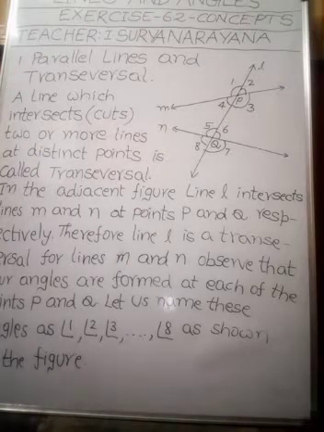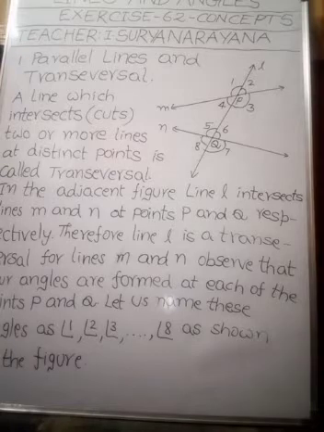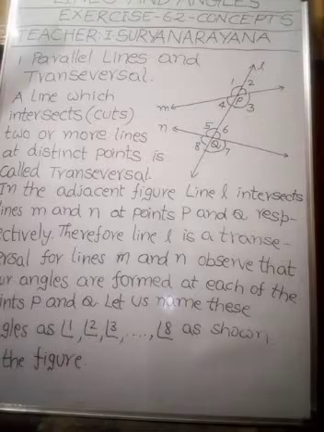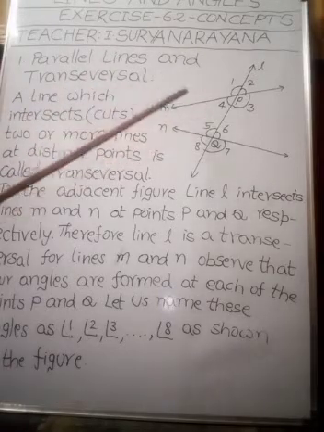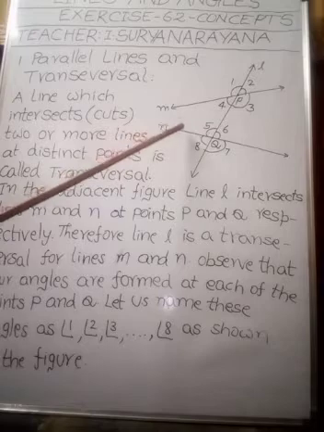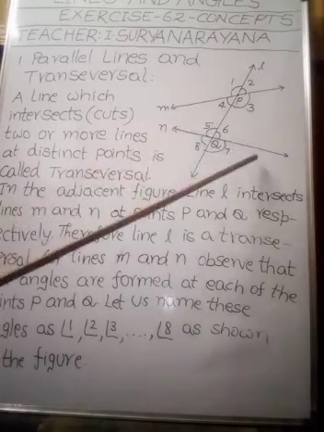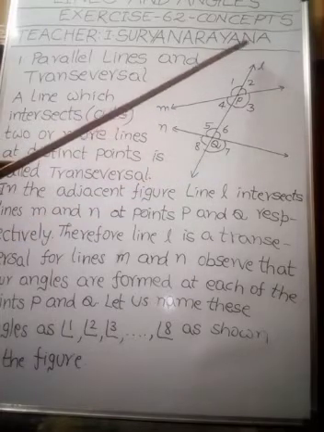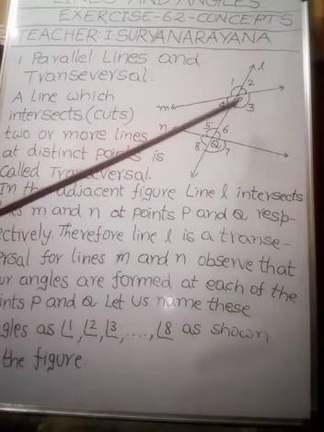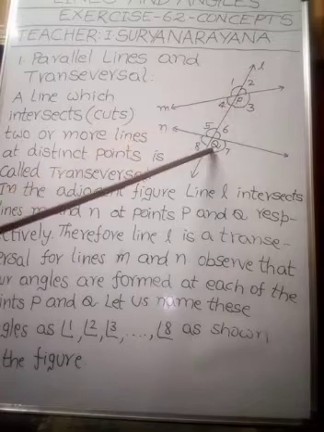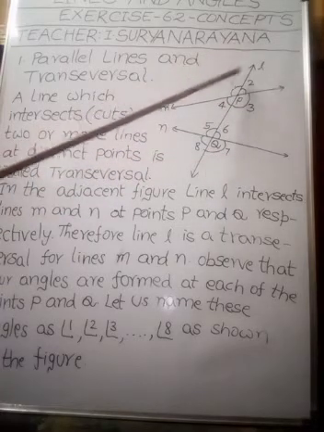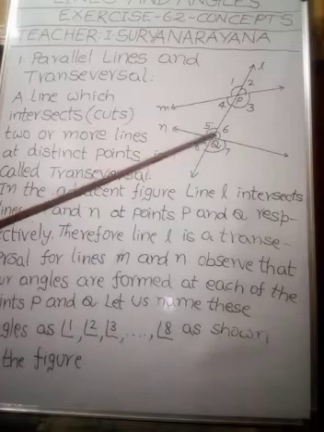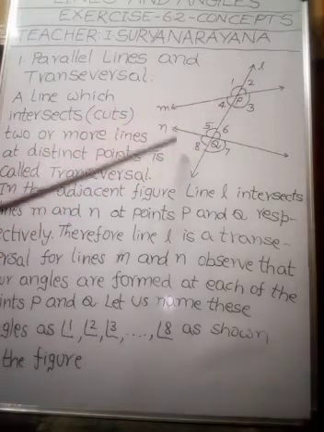In earlier class, you have learned parallel lines and transversal. Let us recall that previous knowledge. See the figure. This is line M and this is line N. These two lines are intersected by another line L at two distinct points P and Q. Then this line is said to be transversal for the lines M and N.